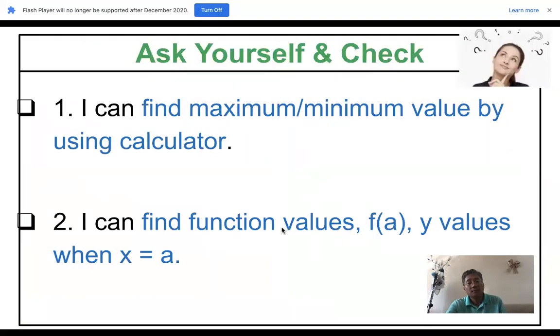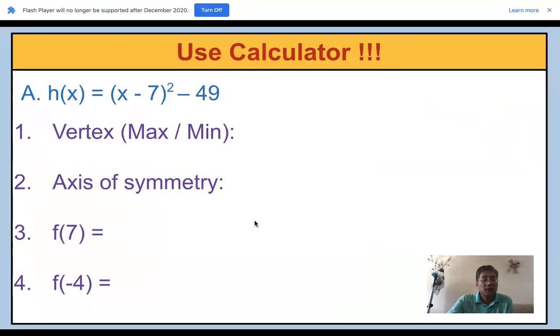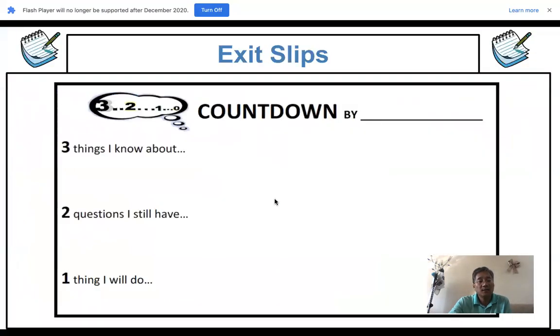So now, you will have A to F, about 6 questions like this. Please finish them, and then if you go to the last page, there are the exit slips. Please finish, and then you know where to turn in on Google Classroom. All right, then I will stop here.